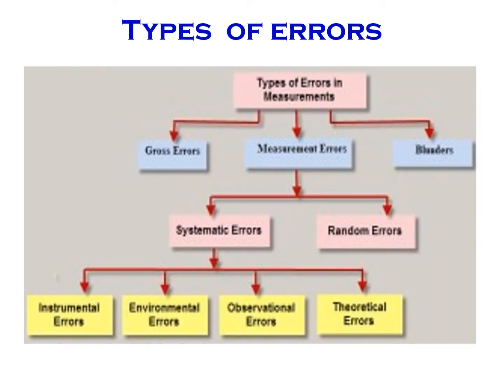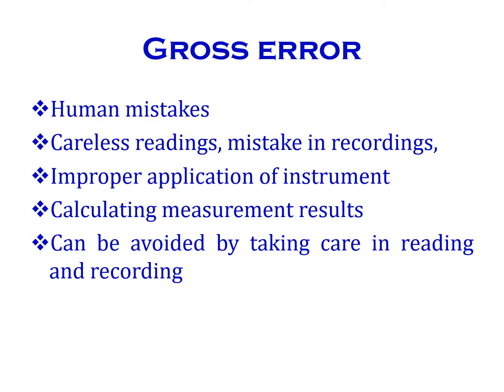We can broadly classify the errors into various categories as we are seeing: gross errors, measurement errors, and blunder errors. We are concentrating on measurement errors, which can be classified into systematic and random errors. Further classification of systematic errors goes like this: instrumental error, environmental error, observational error, and theoretical errors. First we will see gross error.